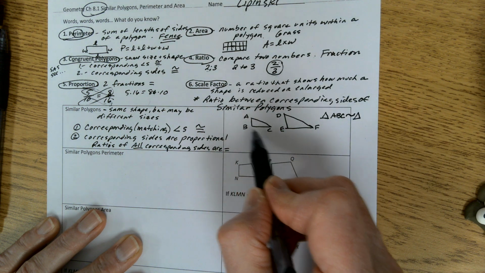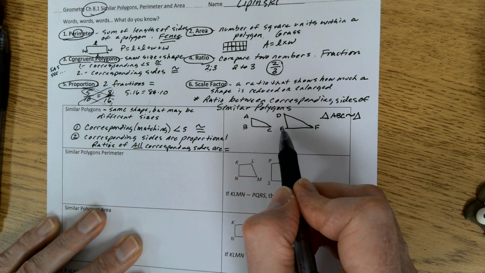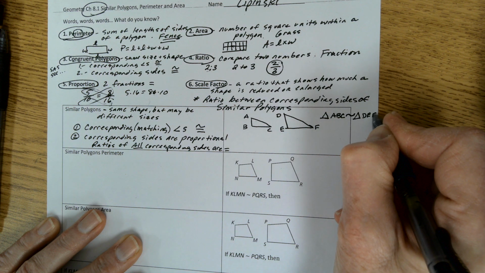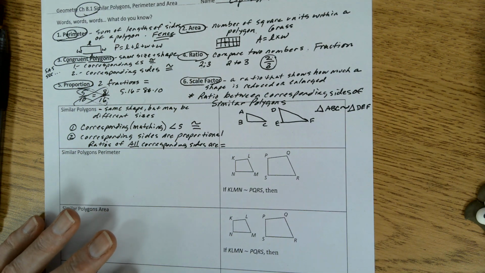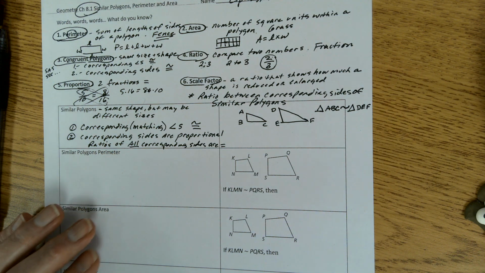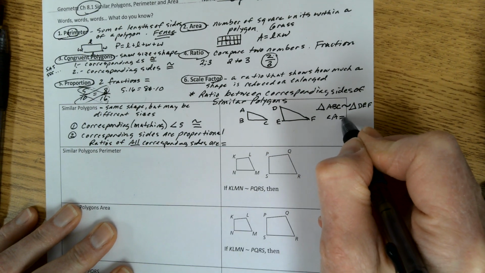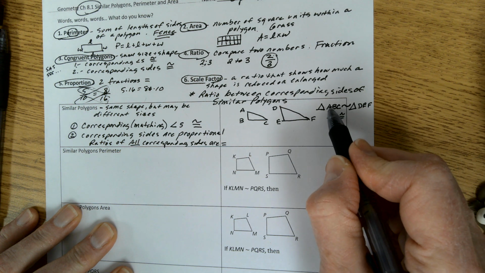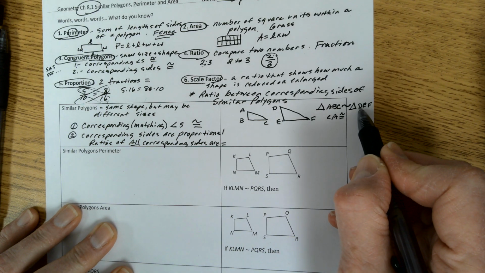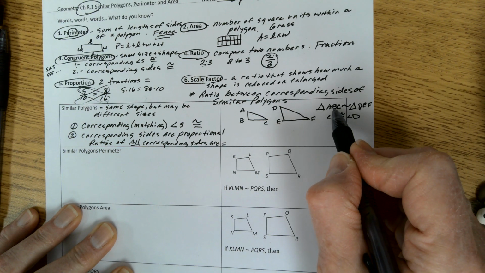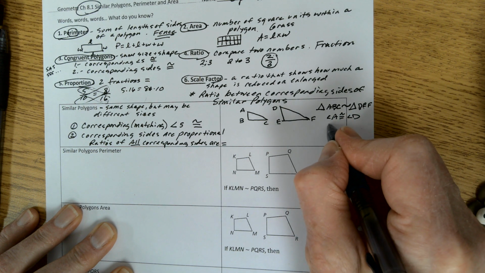So A, B, C, I have to match it up. D, E, F. Okay? When I do that, that means angle A is congruent to, what's A match up with? First letter, D. It means angle B is congruent to angle E.